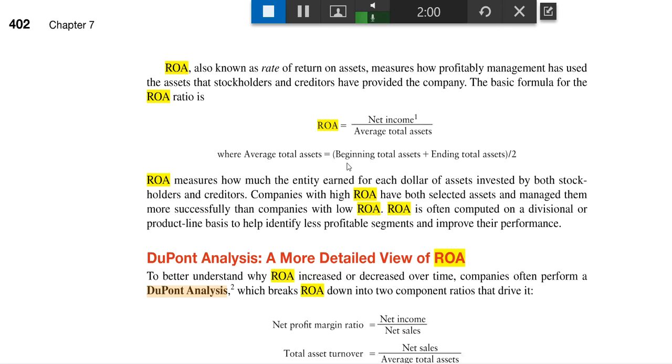But most of the analysis that we focus on in this class is return on assets, which is net income over average total assets. I hope you found this useful.